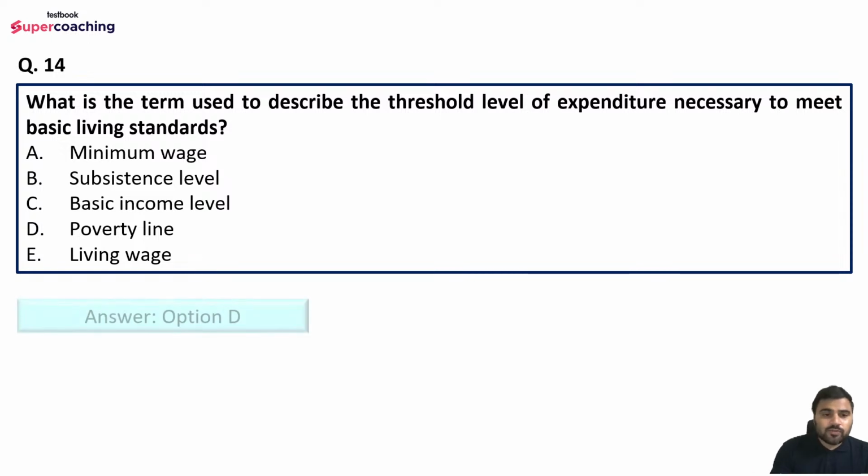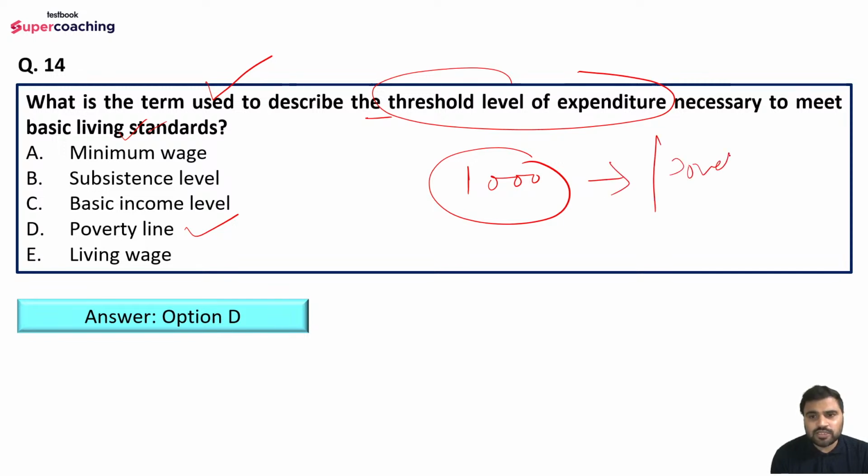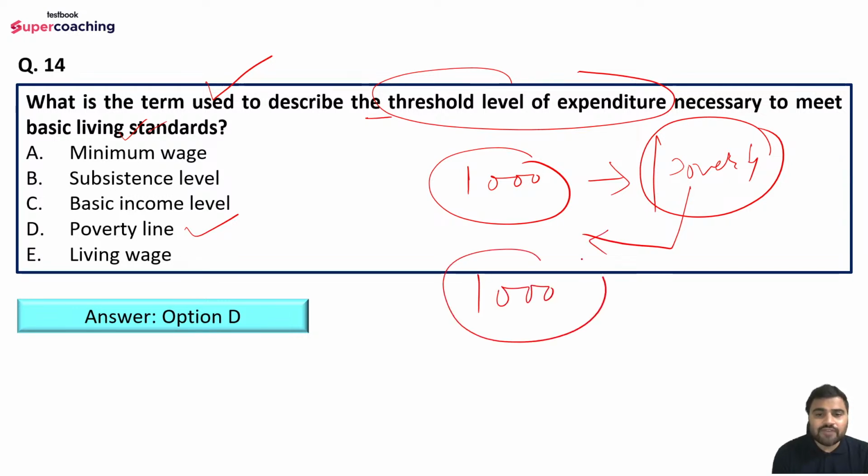So the right answer would be option D here, that is poverty line, right? So we are discussing what is the term used to describe the threshold level of expenditure necessary to meet the basic living standards, right? So for example, if I am saying that 1000 rupees is basically what? Poverty line. This is the poverty line. I'm just taking an example, right? So what does it mean? It means basically that you have to spend 1000 rupees every month.